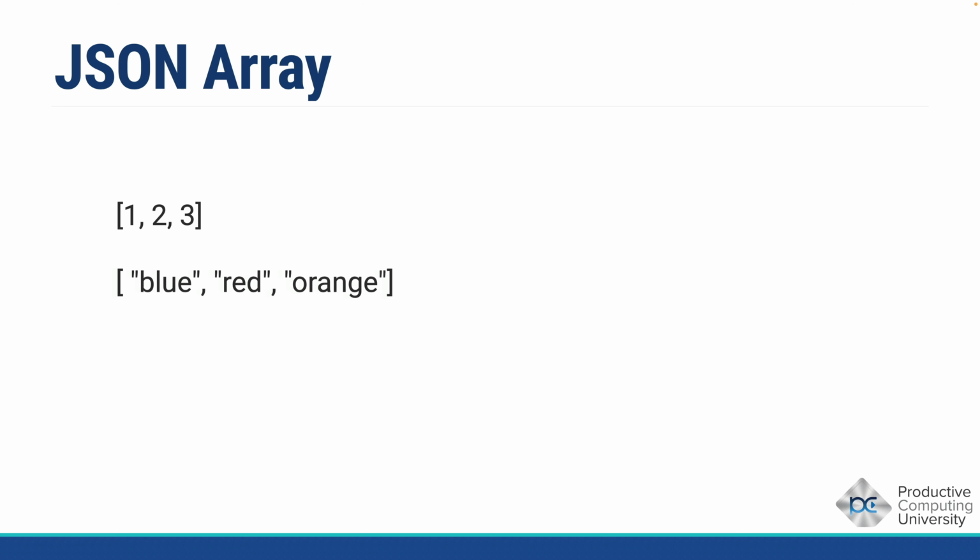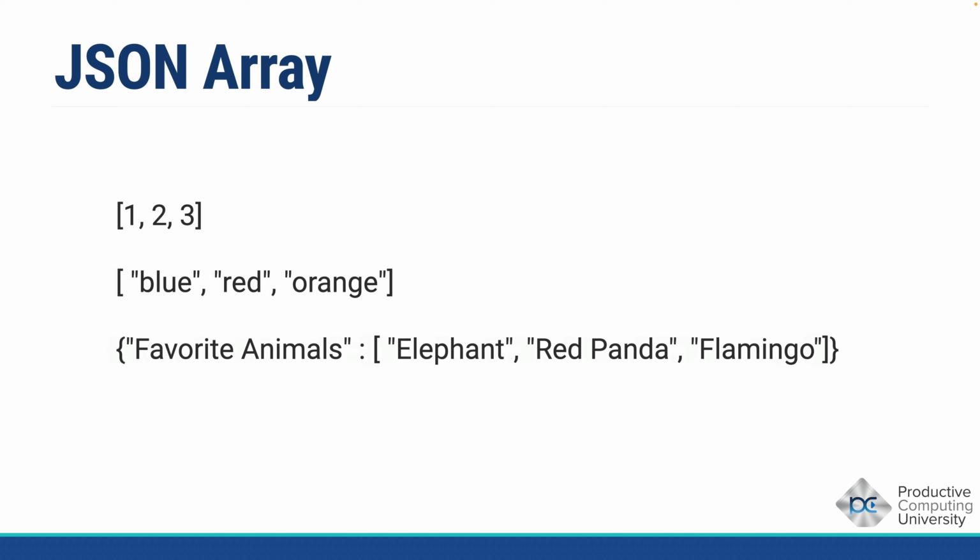Now typically you don't see an array on its own. It's usually defined by some key. Here we have the key favorite animals, and then the array, or the values of my favorite animals: elephant, red panda, and flamingo. And then that left bracket indicates that one or more values are about to appear. Now in these three examples, we see a single word or number representing a value or a list item. But arrays can contain more than just a single element. They can contain entire JSON objects with complex nesting.